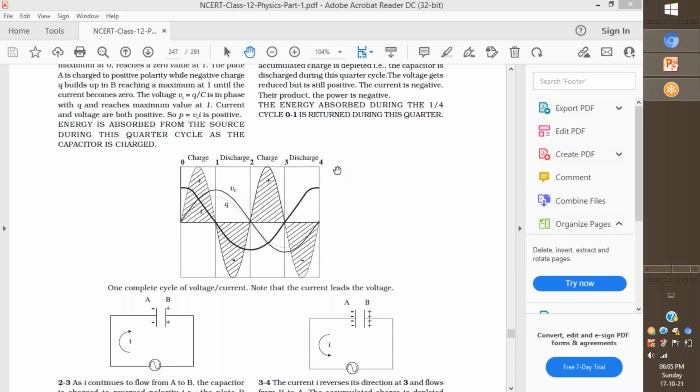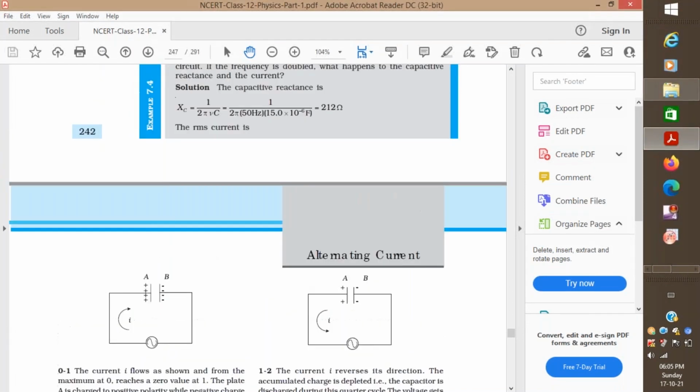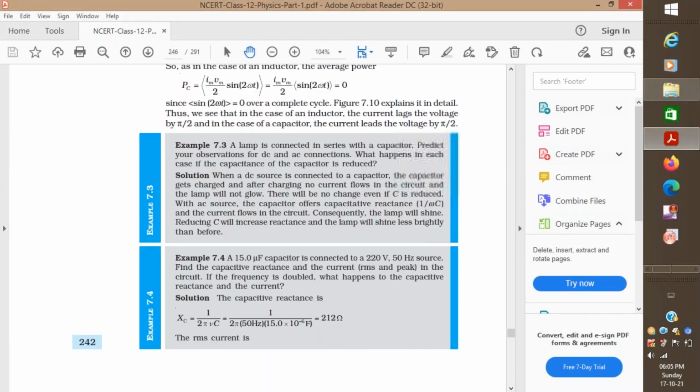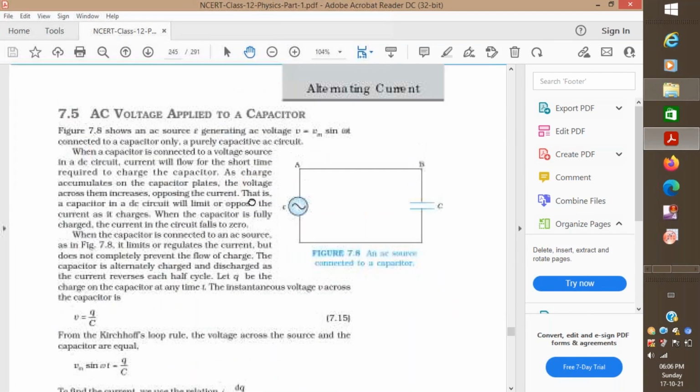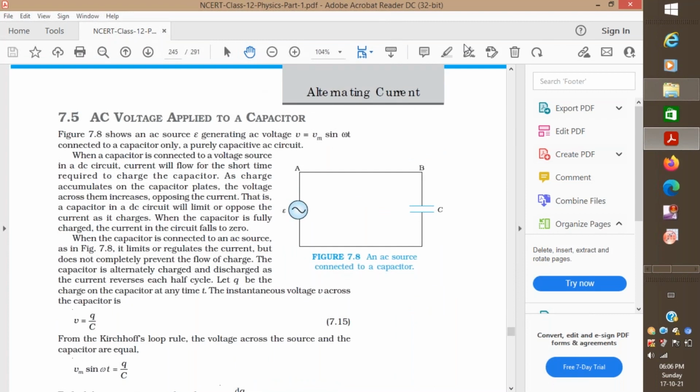Discussing what happens if we apply AC signal to a pure capacitor. So we have so far learned in a purely resistive circuit, if you apply AC voltages, what happens, that we have already seen. We have seen what happens if we apply AC voltages to a pure inductor.